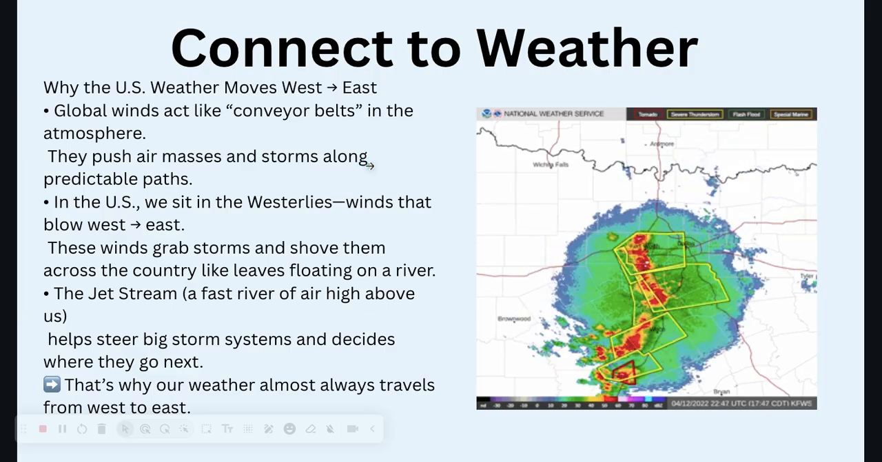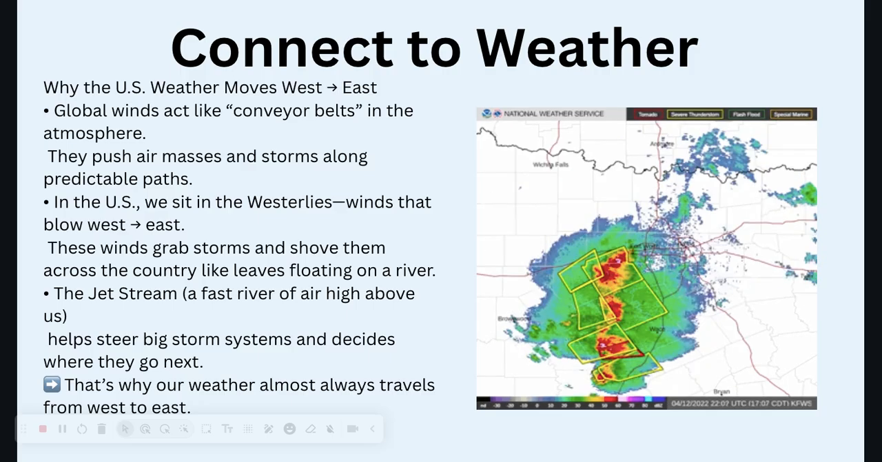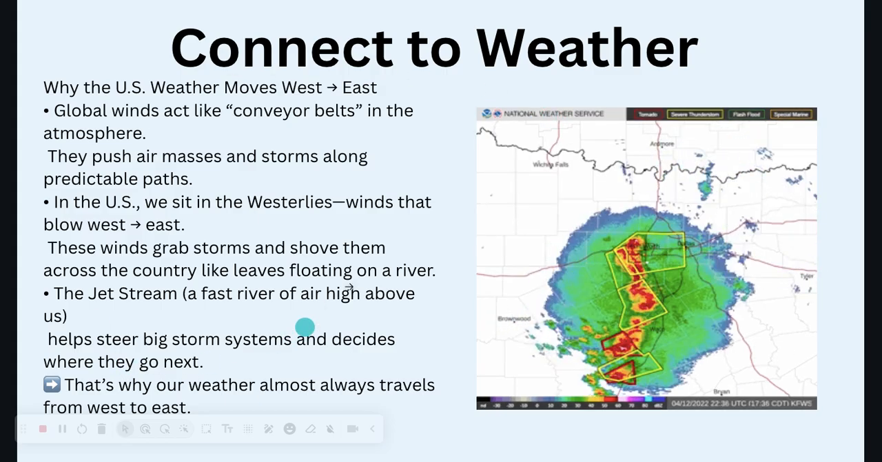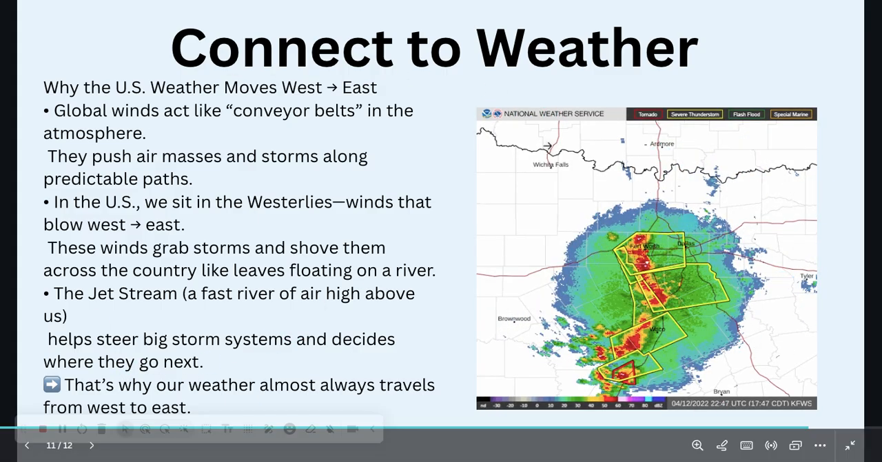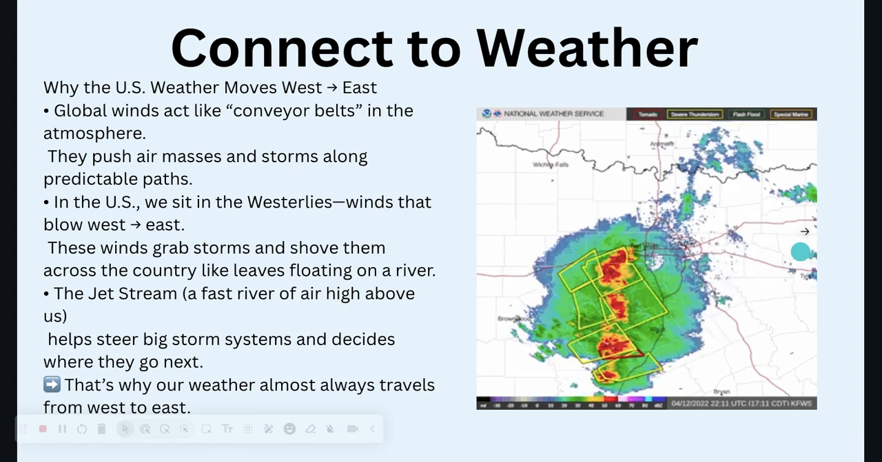So, on the back, it says connection to weather. Why does the U.S. weather move west to east? List 2 reasons. You've got this. And then I showed you, this is just a little radar showing how our weather moves from the west to the east.